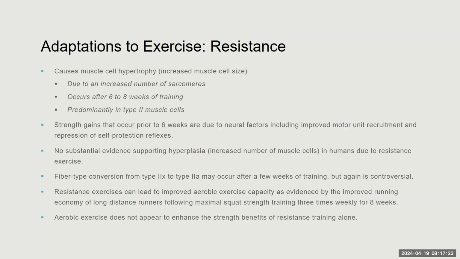And the strength gains that occur prior to those 6 weeks are actually due to neural factors, including improved motor neuron recruitment and repression of those self-protection reflexes. So people, a lot of times when they go from being untrained to start doing resistance training, will notice huge gains in strength in the first 6 weeks or so, but not any change in their size.